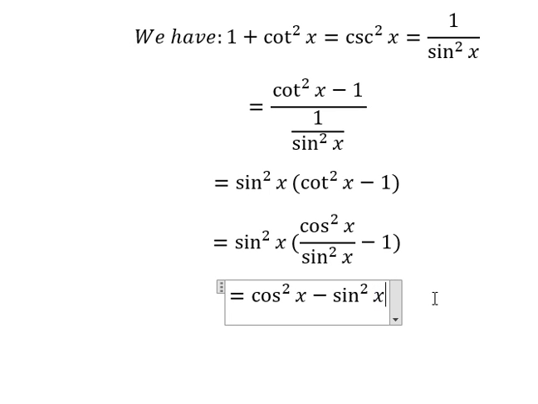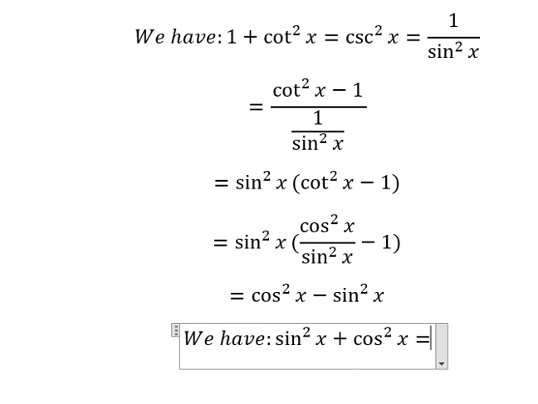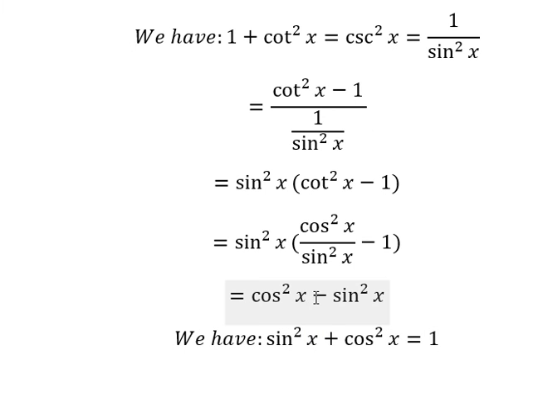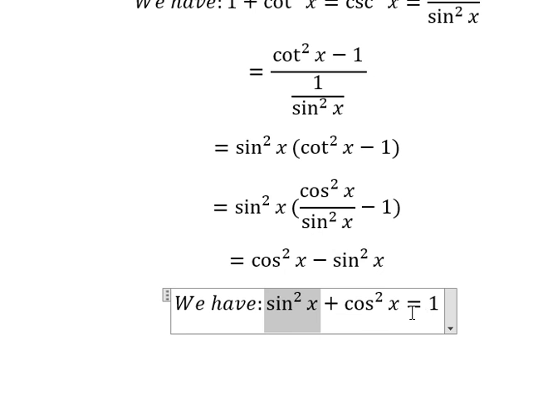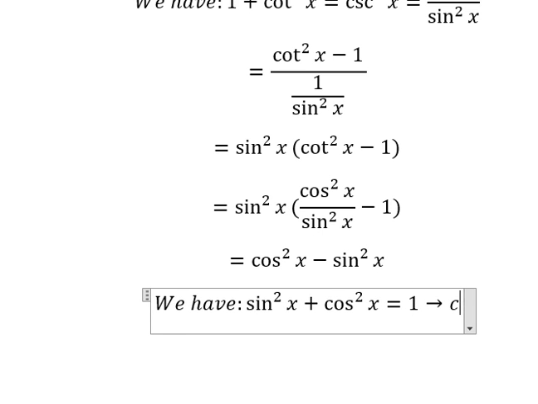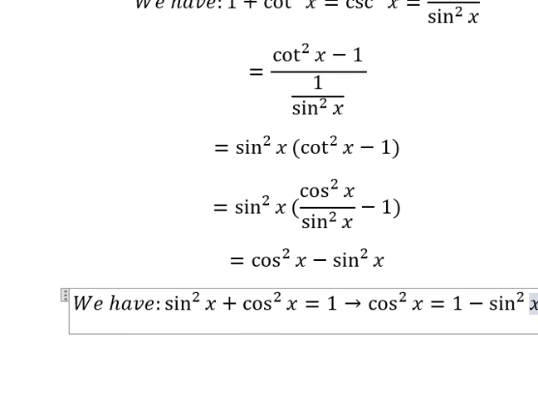And we know that we have the second formula in here: sine squared s plus cosine squared s equals 1. So we have cosine squared s in here. I will move this one to the right, and then we have cosine squared s equals 1 minus sine squared s.